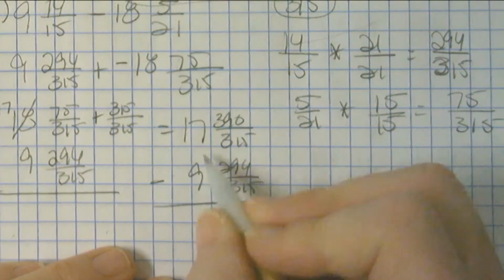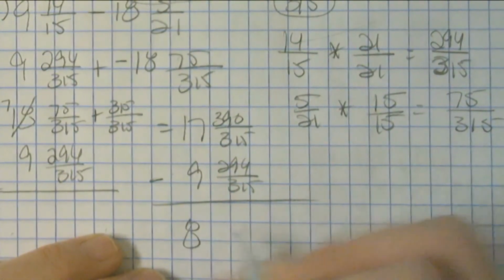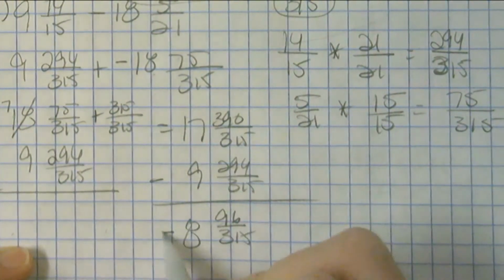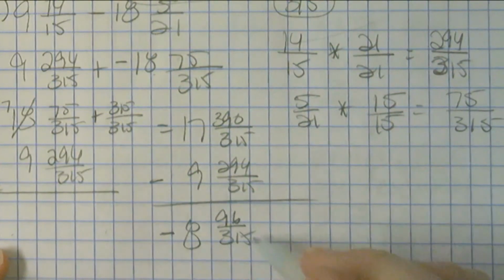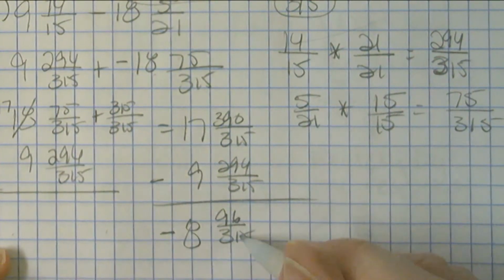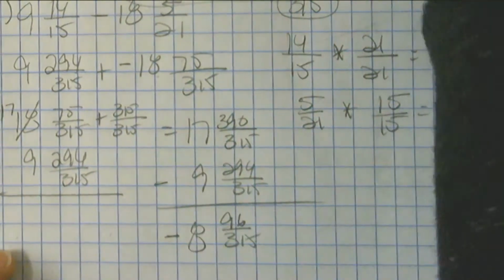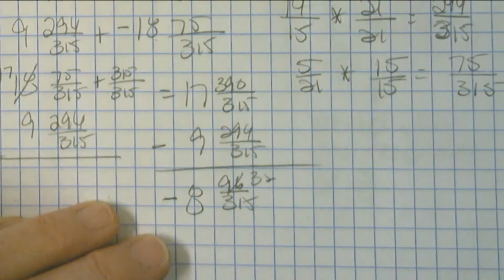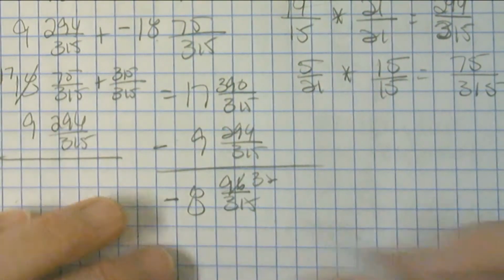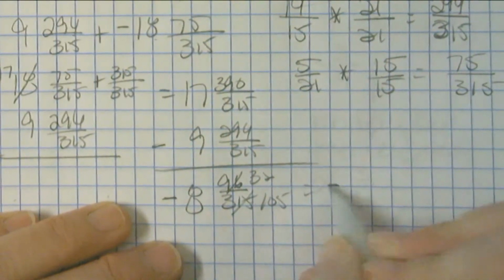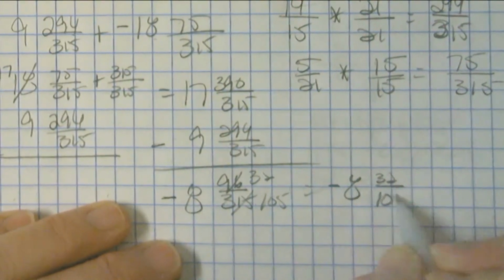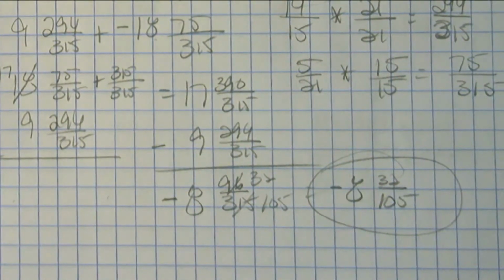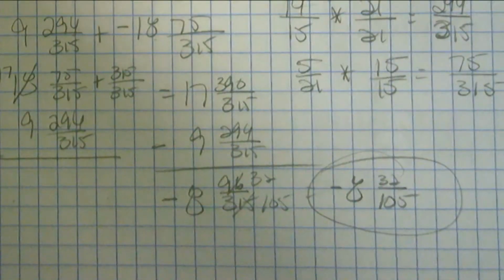So I end up with 8 and 96 over 315. The 18 was negative, so that would be negative. These are both divisible by 3, I believe. So 96 divided by 3 is going to give me 32, and 315 divided by 3 is going to give me 105. So this ends up being negative 8 and 32 over 105, and I think that's my final answer. All right, so that was 21. Questions on that one?